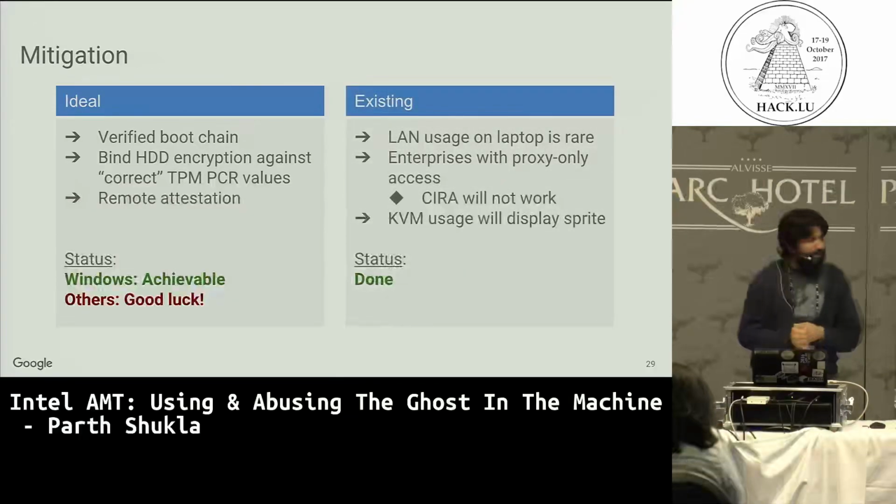Existing mitigations that are already in place for most people: well, not many people use the LAN regularly. So, Wi-Fi limitations are imposed by AMT. Some enterprises only allow internet access through a proxy, and CRA doesn't work over just a proxy. You need to have kind of a naked connection to the internet. So you're saved there.